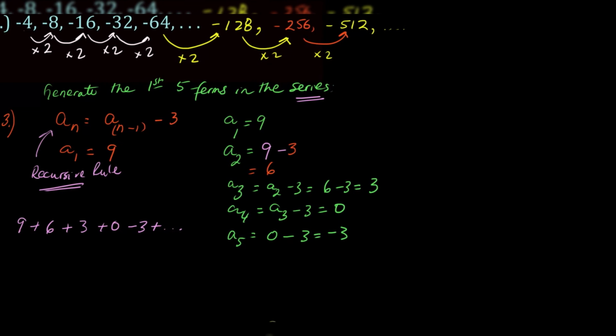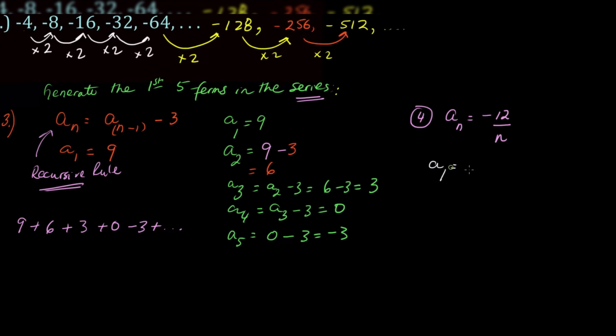All right, I'd like to give you another example. Here's question number 4, and we're simply given this rule: a sub n is equal to negative 12 over n. If you appreciate, we're not given a sub 1 here because we can easily generate it, since in that case n would be 1. So we're going to write the first 5 terms of this series.